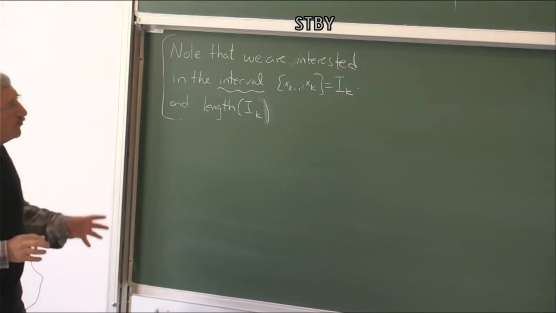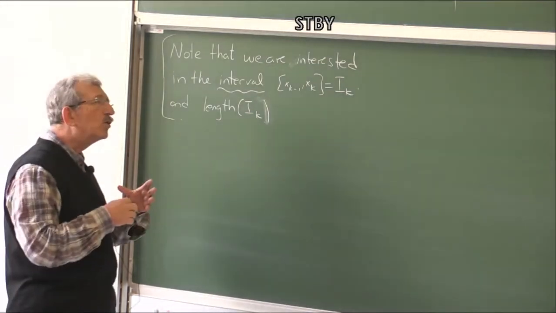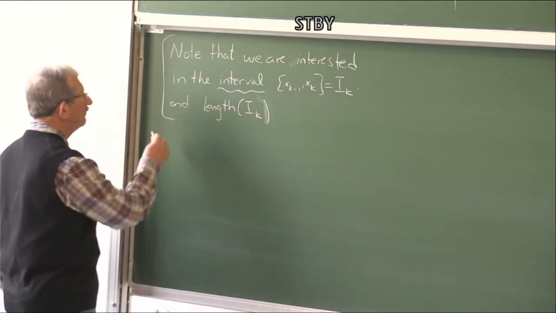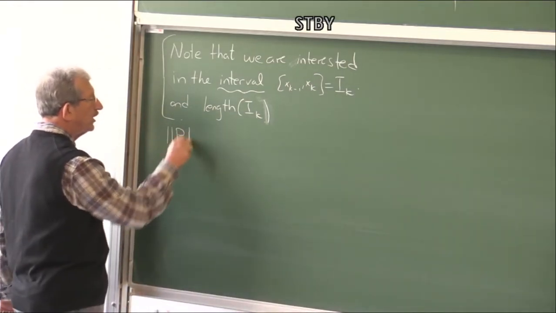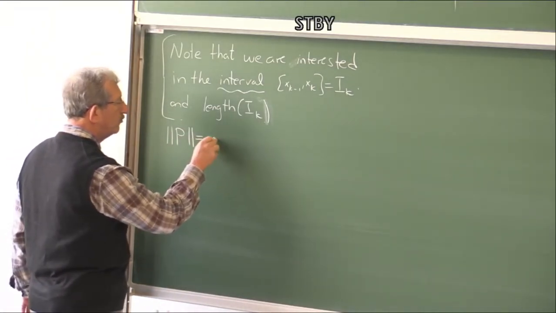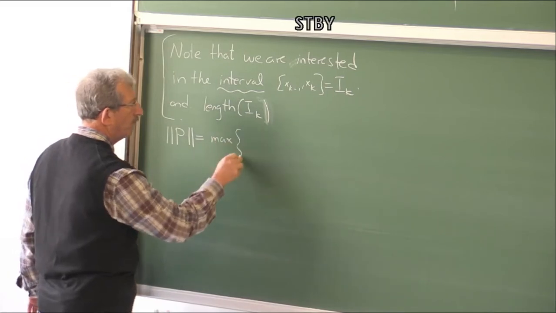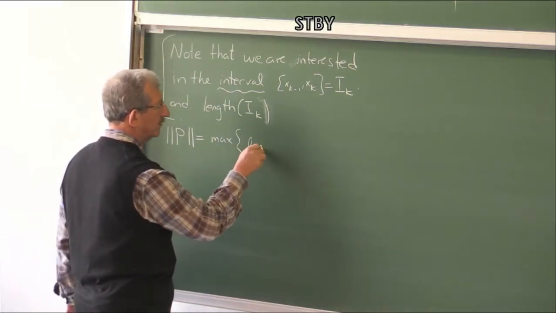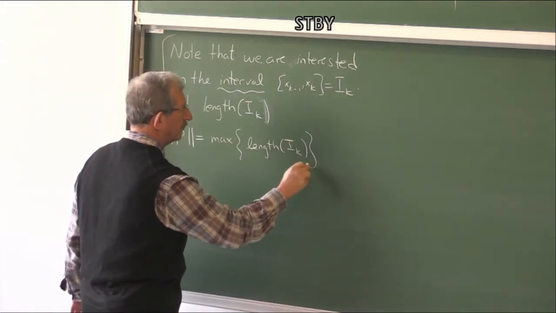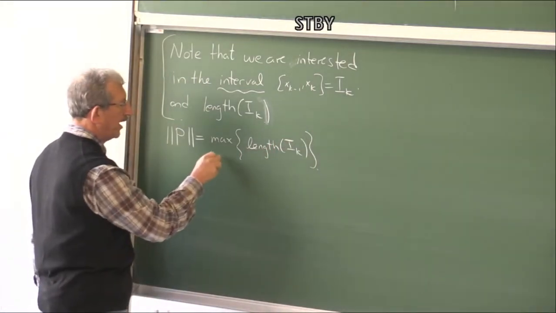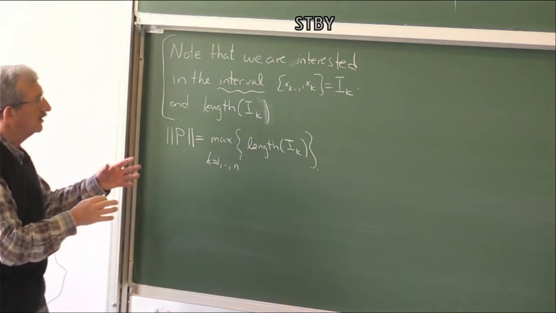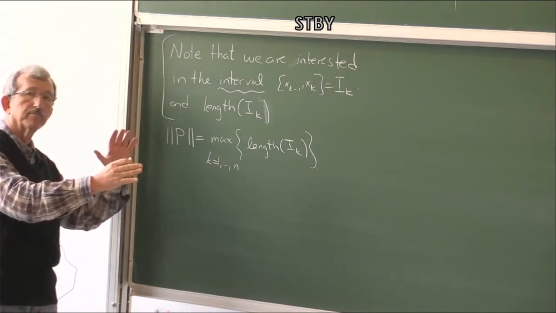And then we said that we took a kind of a limit, and this limit was the following. We had the notion of the mesh of a partition, which was the maximum of the lengths of the I_k, where k ran from 1 to n. So this was the biggest interval length.